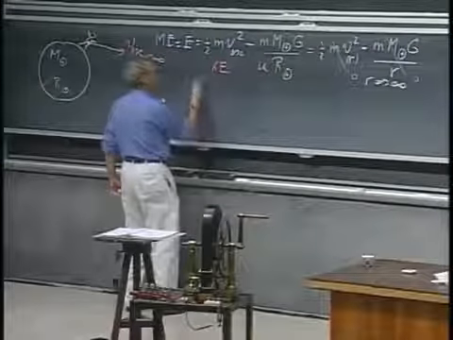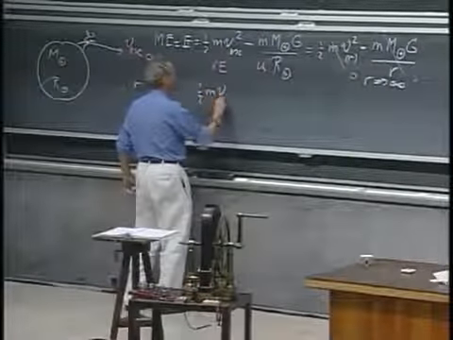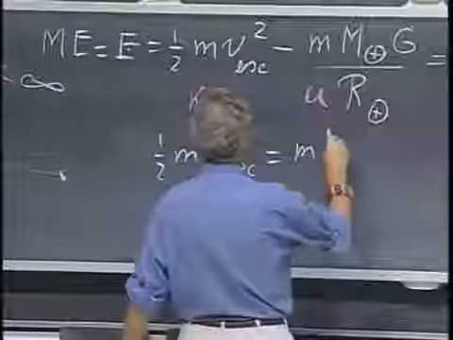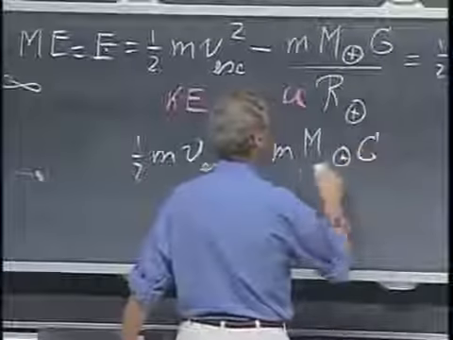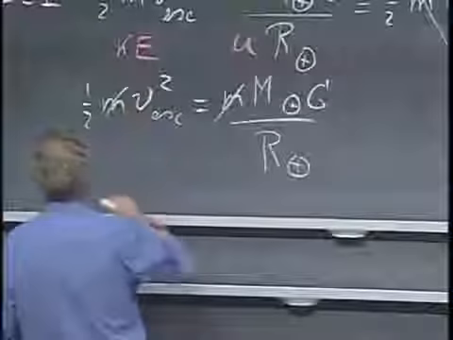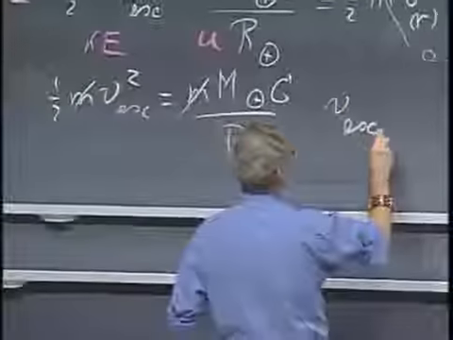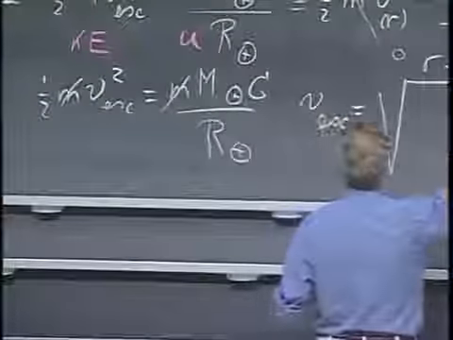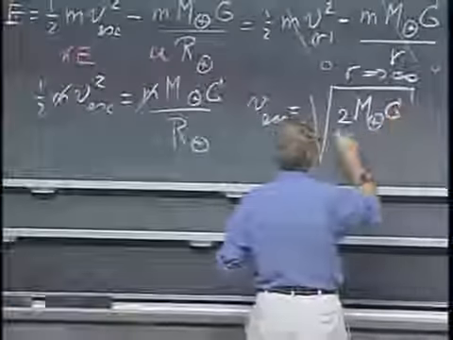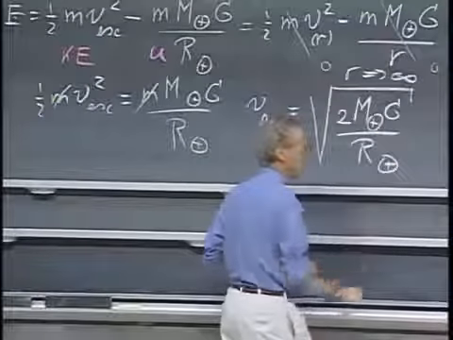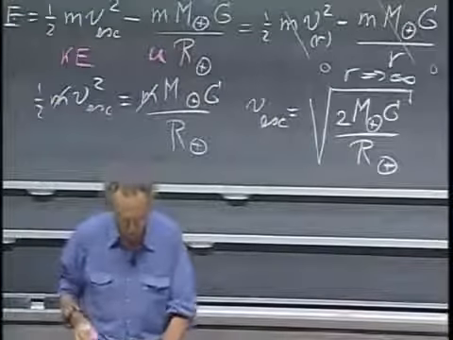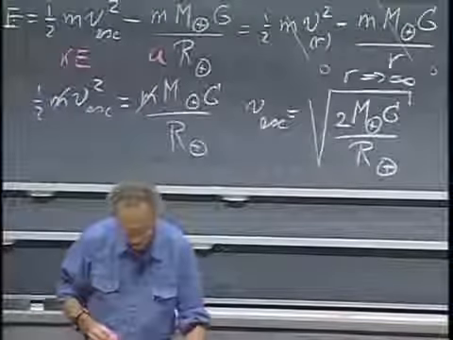And so we find that 1/2 m v_escape squared equals m M_Earth G divided by the radius of the Earth. I lose my little m, and I find that the escape velocity that I have to give you is the square root of 2 M_Earth G divided by the radius of the Earth. And this is enough, it's sufficient to get you all the way to infinity with zero kinetic energy.